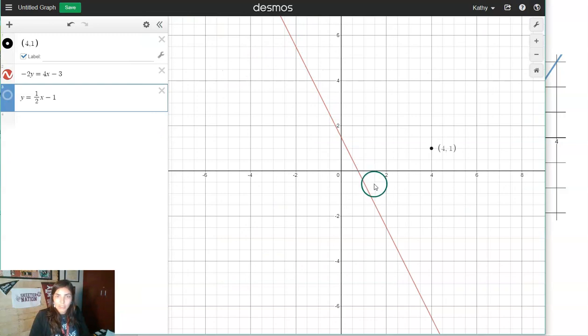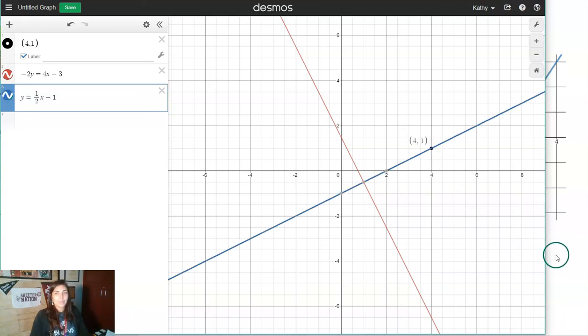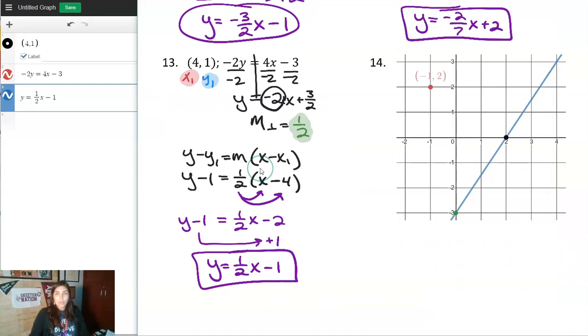Here's the original line graphed implicitly, and here is our coordinate point. When I turn this on, if it looks perpendicular, meaning at a right angle, and it goes through that coordinate point, we're good to go. Fantastic. This last one, number 14, is also for you. I want you to go ahead and graph it on here whenever you finish. Find the slope, then write the perpendicular line that goes through that coordinate point.